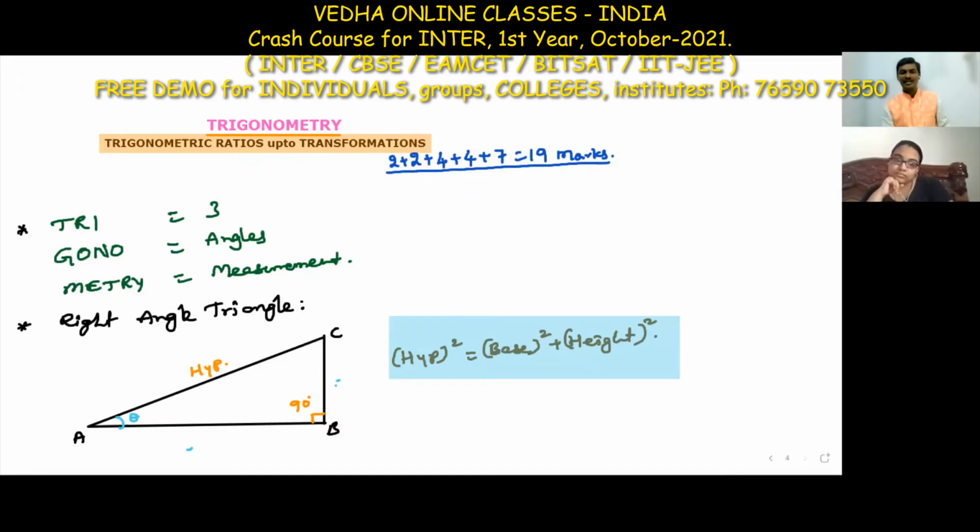Now with the angle, we'll discuss the trigonometric ratios: sine theta, cos theta, tan theta, cosecant theta, secant theta, and cot theta. All these trigonometric ratios we can write in terms of adjacent, opposite, and hypotenuse. Do you know that?